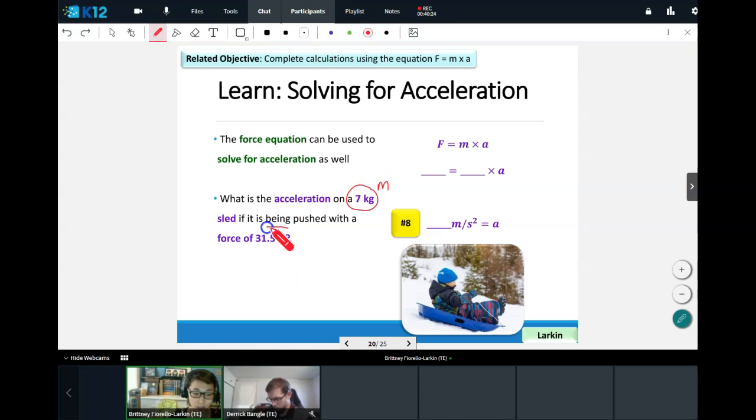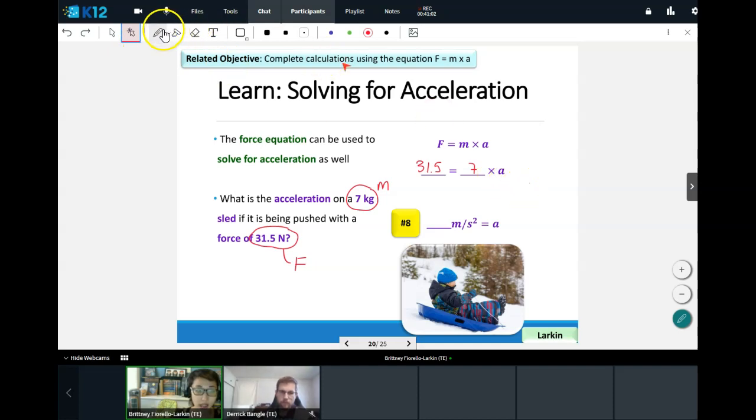And this time we have it being pushed with 31.5 newtons. This time, what does our unit newtons mean? Is that a force or an acceleration? F or A? Thank you, Cody. Yeah, this will be our force. So let's go ahead and plug this in. Underneath my force, I'm going to put in 31.5. And underneath my mass, I'm going to put in 7. Now, the problem is this is not a simple problem where we can just do multiplication. We do need to do a little bit of algebra here.